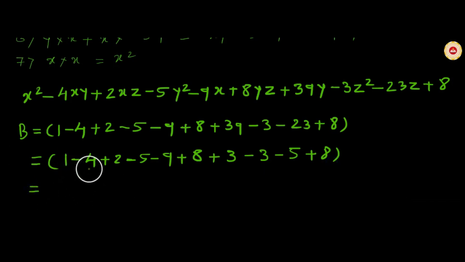1 minus 4 minus 3. Minus 3 plus 2 minus 1. Minus 1 plus 5 minus 6. Minus 6 minus 9 minus 15. Right. Minus 15 plus 8 minus 7. Minus 7 plus 3 minus 4. Minus 4 plus minus 3 minus 7. Minus 7 minus 5 minus 12. Minus 12 plus 8 minus 4.